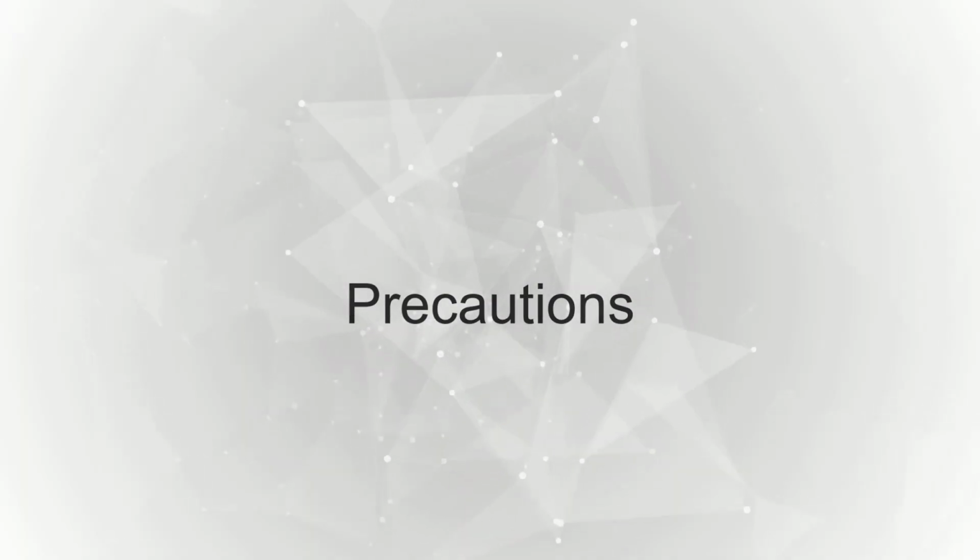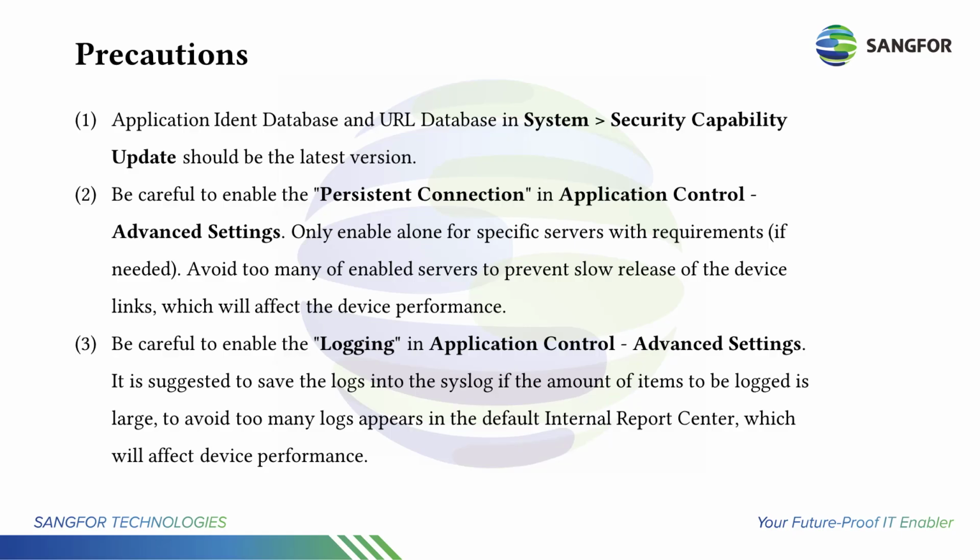Precautions. The application identification database and URL database in System, Security Capability Update should be the latest version. Be careful when enabling the persistent connection in Application Control, Advanced Settings. Only enable it for specific servers with requirements, if needed. Avoid enabling it for too many servers to prevent slow release of the device links, which will affect device performance.